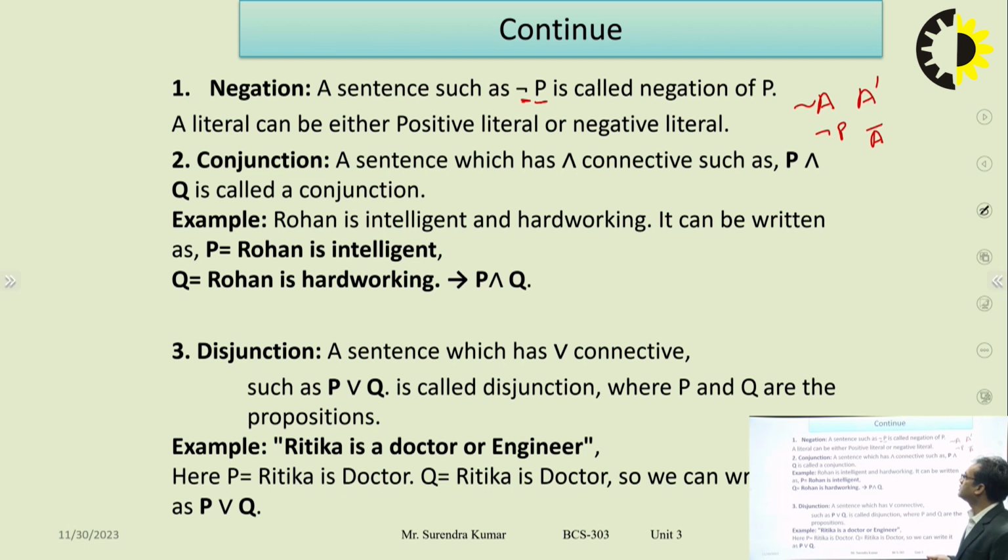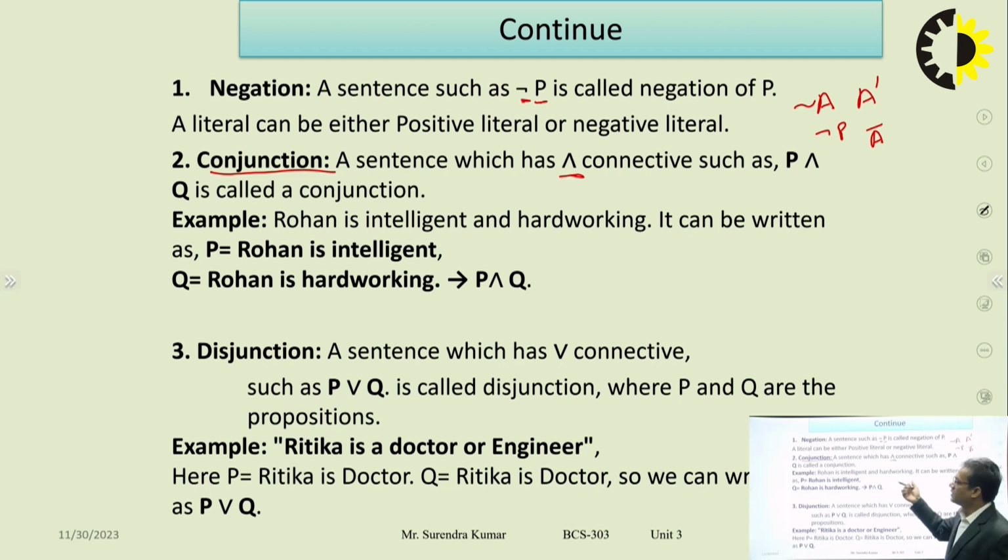The second logical operator is conjunction. Conjunction is basically used to combine two statements to form a condition. A statement which has this kind of connective, P and Q, is called a conjunction. Conjunction has a property, which I will discuss later in detail. It is true only when both the statements are true. Otherwise, it will be false, right?